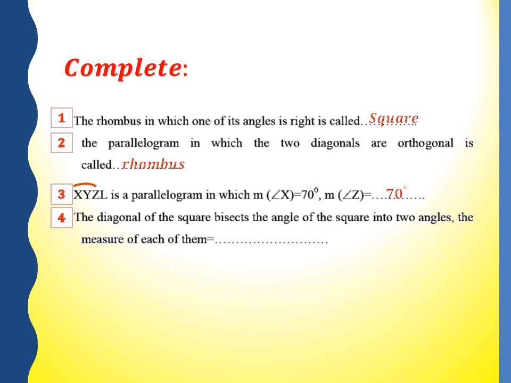The diagonal of the square bisects the angle of the square into two angles. The measure of each of them is for sure 45 degrees, because the square has four right angles, and each angle of them equals 90 degrees.